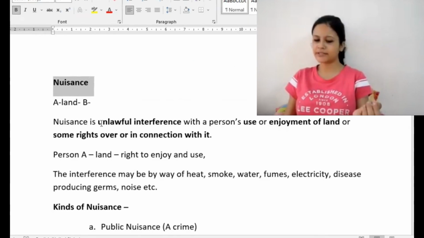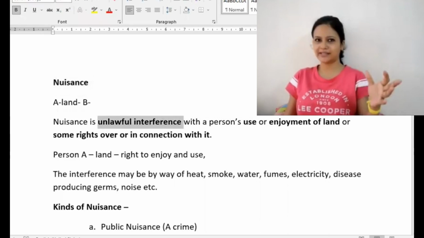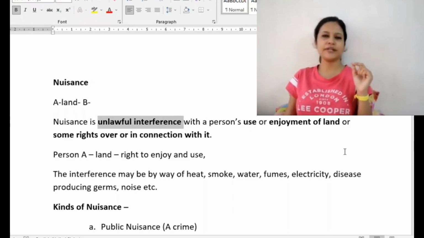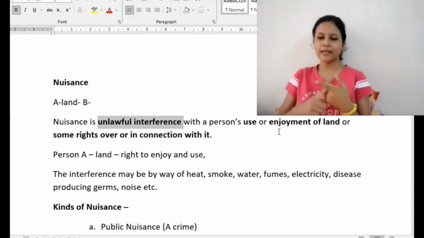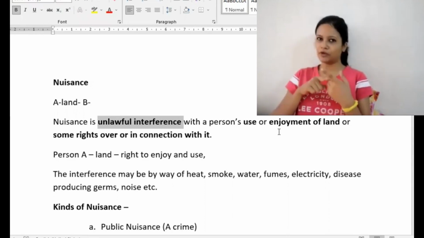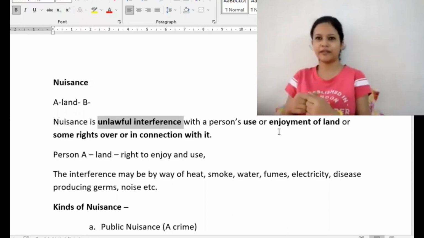So what is nuisance? It is a sort of unlawful interference. The law does not recognize it; it is not valid in the eyes of law. So it is an unlawful interference with a person's use or enjoyment of land, or some rights over or in connection with it. Maybe you are not allowed to use your plot of land, or not allowed to enter it to enjoy it peacefully. That will be considered nuisance. So it is an unlawful interference by some third person, some outsider.